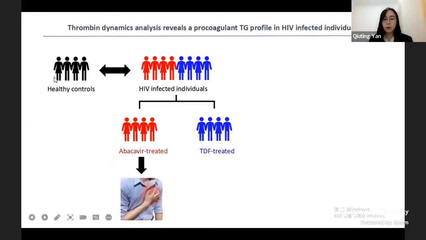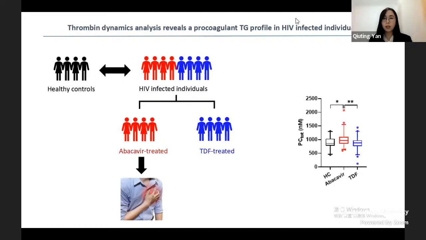HIV is an enveloped retrovirus that causes HIV disease and acquired immunodeficiency syndrome. Currently, combination antiretroviral therapy effectively suppresses HIV replication, so related morbidity and mortality are largely reduced. However, more and more patients are suffering from comorbidities such as cardiovascular disease. So in this study, we collected 55 healthy controls and 189 HIV-infected individuals, of which 96 were treated with abacavir and 93 were treated with tenofovir disoproxil fumarate or TDF.